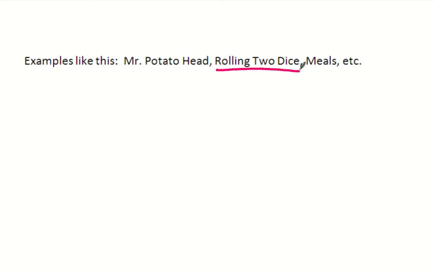Rolling 2 dice. That's a classic one. How many different ways are there to roll 2 dice? Like roll a die and then roll another die. And the answer here is 36 ways, because there's 6 ways the first die can land, and then there's 6 ways the second die can land, and you would multiply, right?